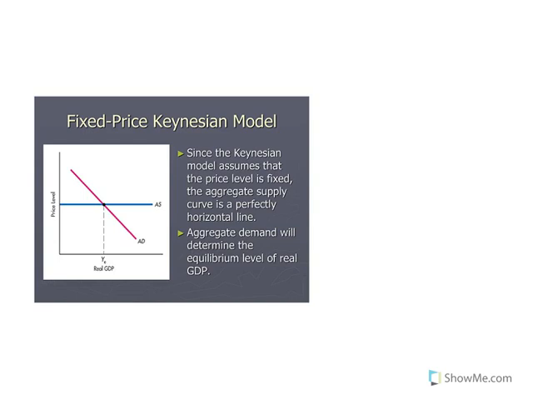Here is what a fixed price Keynesian model looks like. We still have a downward sloping aggregate demand curve. However, notice that our aggregate supply curve right here is a completely horizontal line, which basically means that the price level is not changing. We don't have to deal with price level effects. This would be an important model to use if you assume that you have a lot of excess resources and high unemployment rates in the economy.